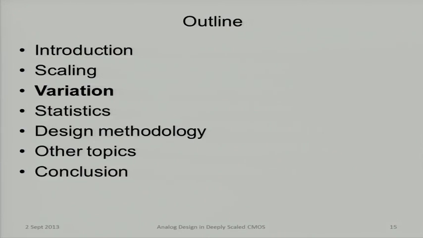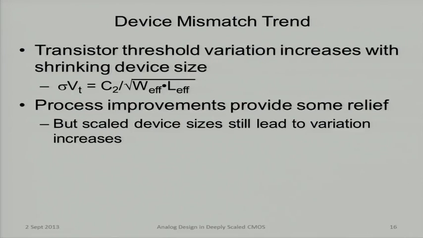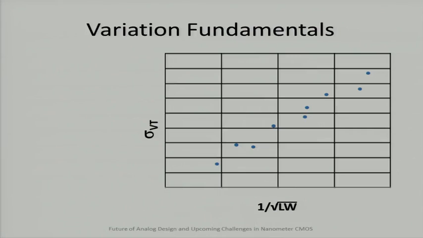Then there's variation, which we're all well aware of, but it significantly impacts what I'm doing in analog design. So threshold variation, no surprise, is roughly proportional to 1 over square root of area. C2 is, for whatever reason, the labeled coefficient that we put on this coefficient at Intel. Process improvements provide some relief, but the reality is, you still suffer from scaling. Let me just explain this a little bit more closely.